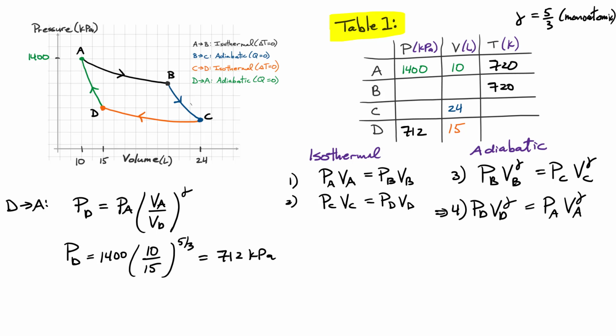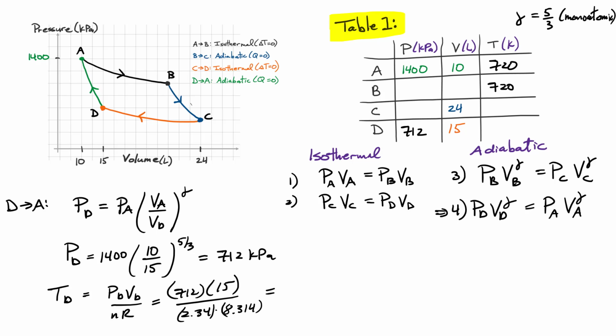Now, if you know pressure and volume, you simply use ideal gas law, for example, and I can calculate what the temperature is now at point D. So the temperature at point D is pressure at point D times volume at point D divided by nR. Put my values in here, 712. Volume was 15, 2.34, and 8.314. All right, my temperature that I calculate with this is approximately 549 Kelvin. All right, and put that in the table, 549.